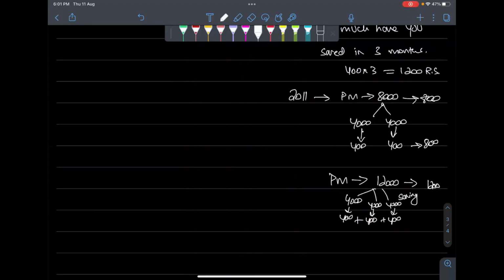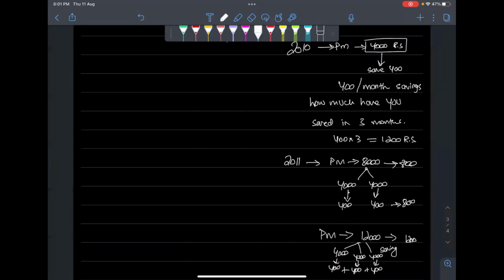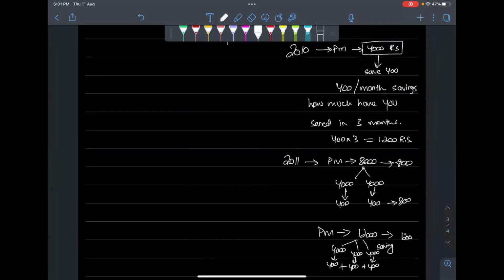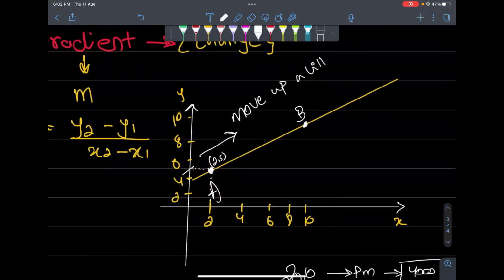Now, this became a little long. I'm exaggerating the definition. My bottom line concept or definition is: gradient tells you what happens to one value when another changes. That's it. What happens to one value when another changes? So coming back to the question.